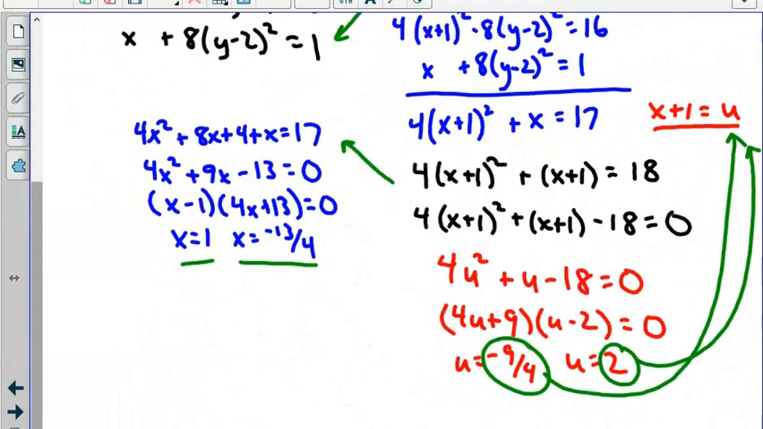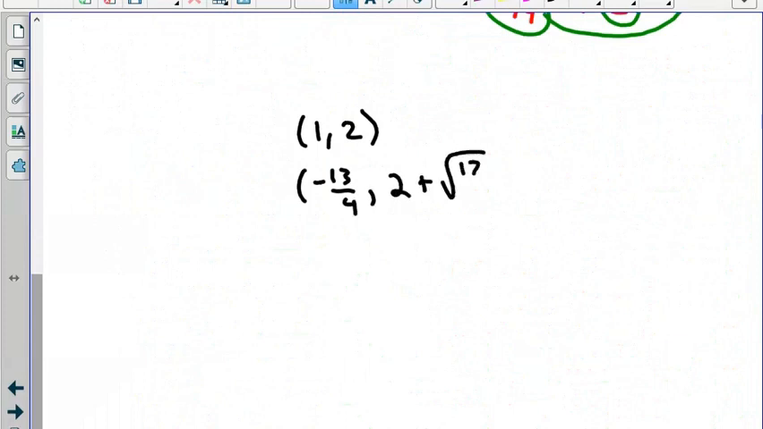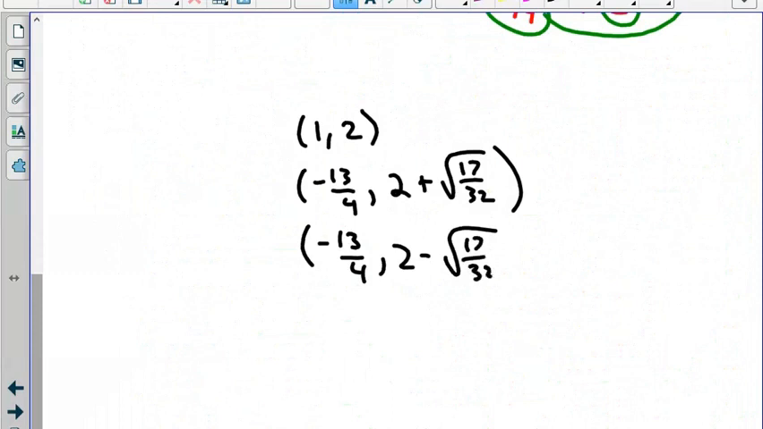So to summarize, our final answers for this would be 1, 2, and negative 13 fourths, 2 plus root 17/32. Again, you would have to simplify that. And negative 13 fourths, 2 minus root 17/32. So we should have three answers for this problem.